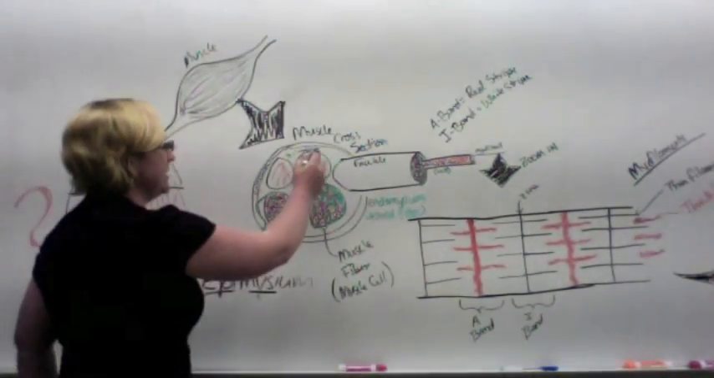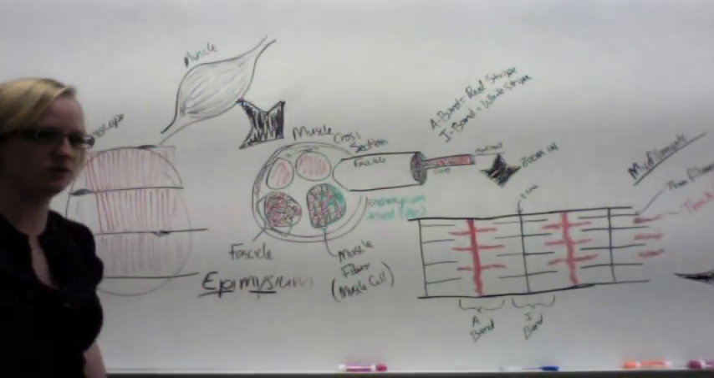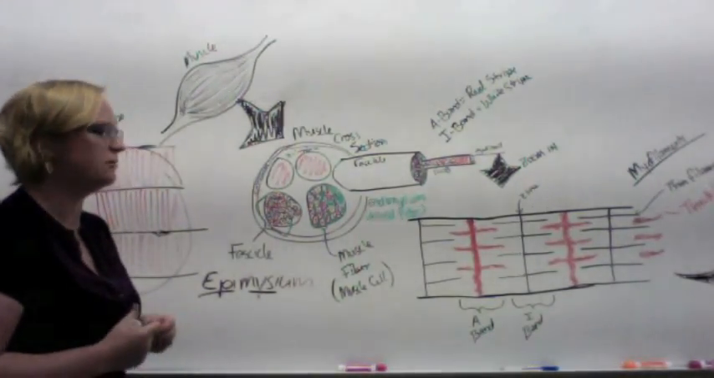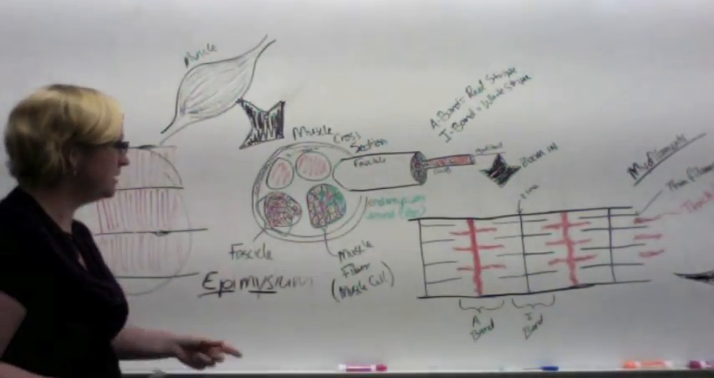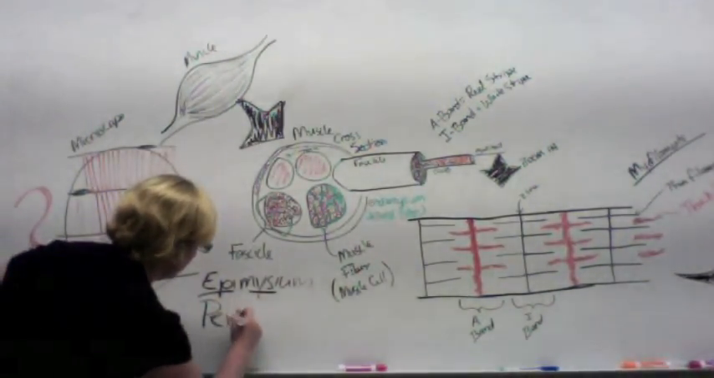Next, we have the layer of connective tissue that surrounds each individual fascicle. That layer of connective tissue is called the perimysium. So peri is some kind of intermediate between outside and inside. Okay. So that's our perimysium. I'm just going to write peri so you can see.